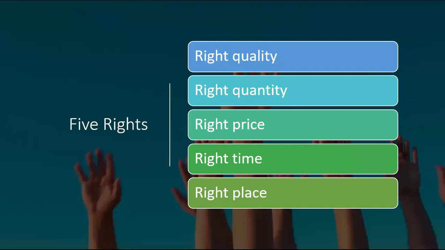So for example, we have a question to analyze the added value of the five rights to the organization. First we define what the five rights are. And second, when we talk about each right, we say first, for example, what is right quality, what is the benefit of achieving right quality, and what is the consequence of not achieving right quality. That's the most comprehensive approach to this question.